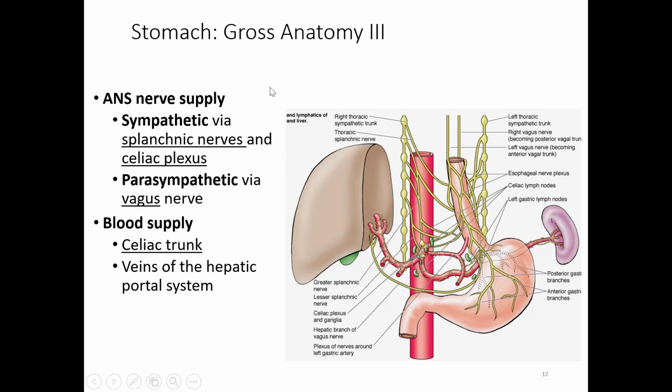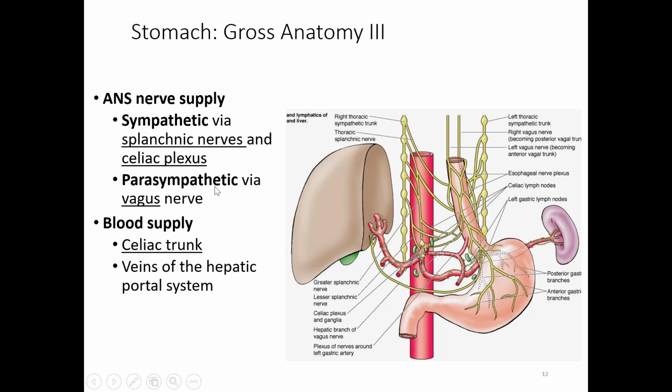Next one, nerve supply to the stomach. The stomach is regulated by the autonomic nervous system. Remember, we have two parts, sympathetic and parasympathetic. Sympathetic, it's our fight or flight response, and parasympathetic, rest and digest.